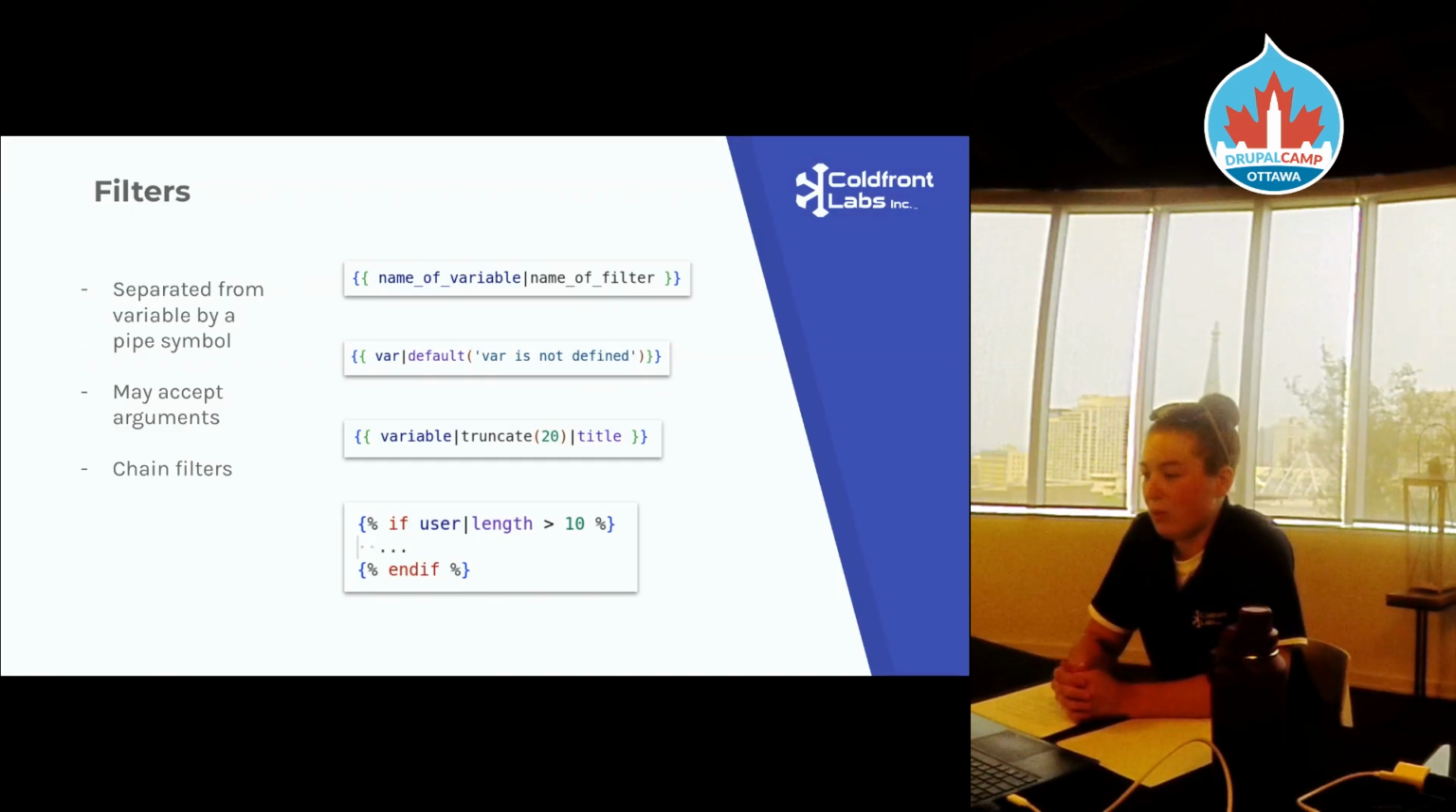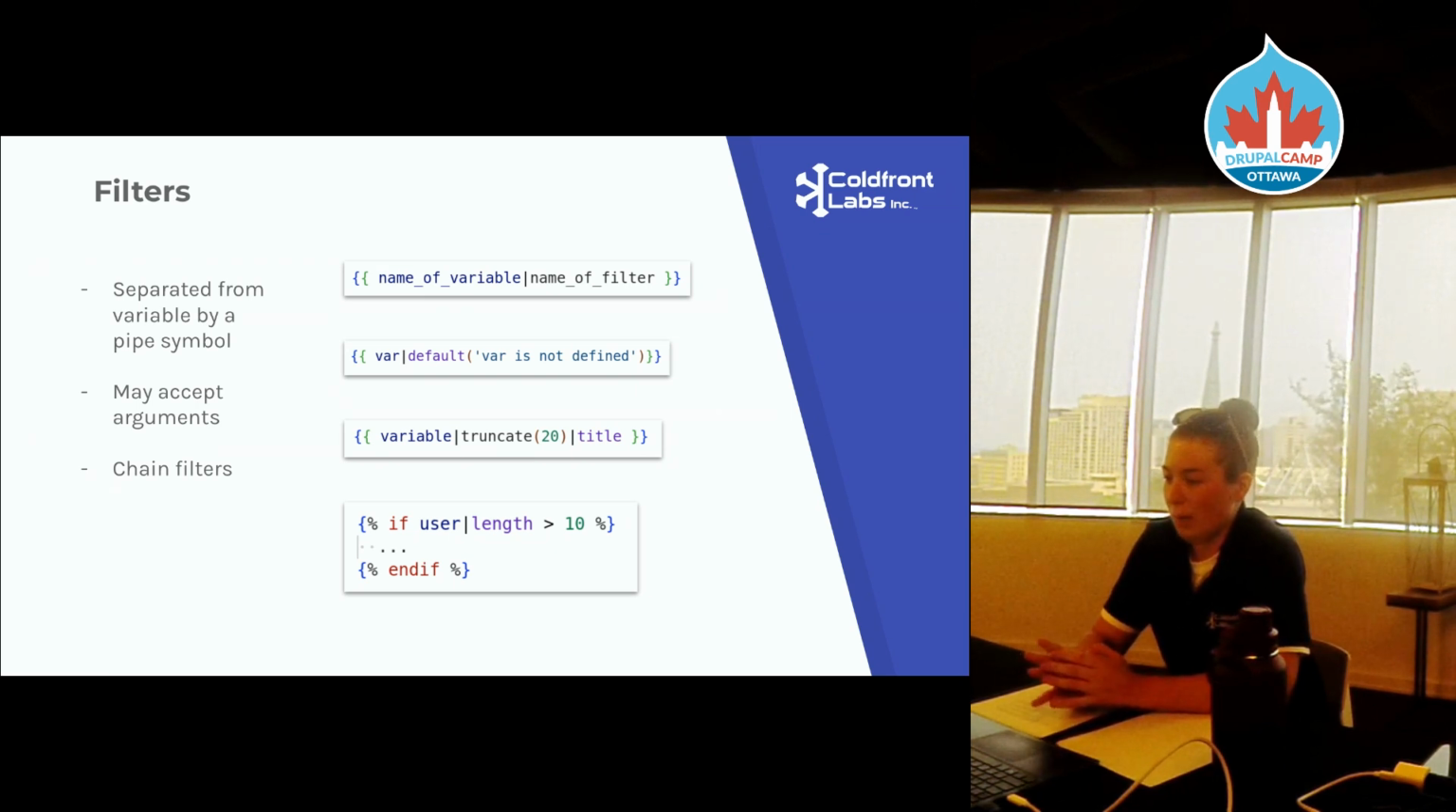So filters can be used to modify or format different data in your template. They're applied to variables to transform the output before render. And like tags, they can also accept arguments, and they are separated from the variable by a pipe symbol. You can also chain filters together, and whatever the output of the first filter is will be what the next filter is applying to. A couple examples here.